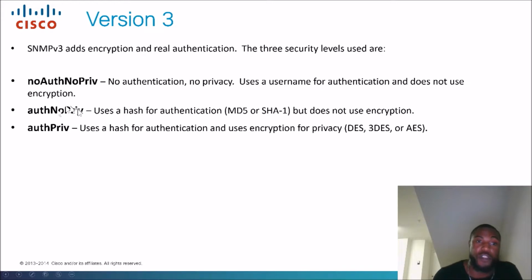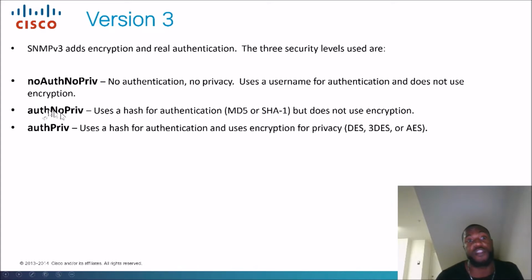Then you have authNoPriv, which is authentication, no privacy. So this was no authentication and no privacy. This is tricky, right? It says no authentication, yet it uses a username. It uses a username, but it doesn't use a password. So that's the tricky part right there. Remember that. There is a username with noAuthNoPriv, but it's called no auth and no privacy because there's no authentication and no privacy. It just uses the username for authentication, but no encryption.